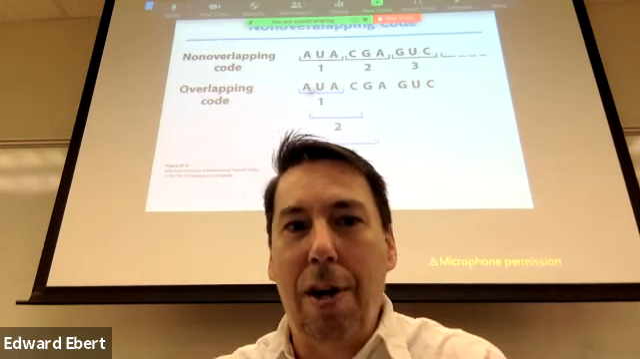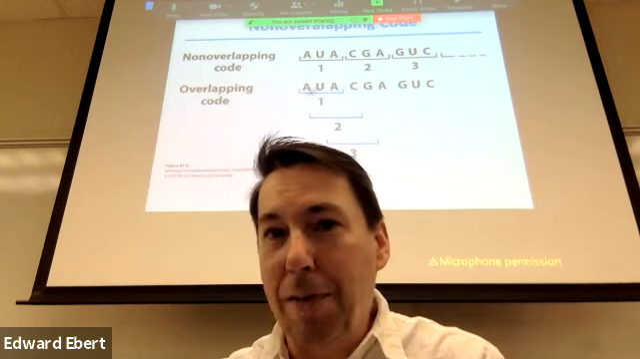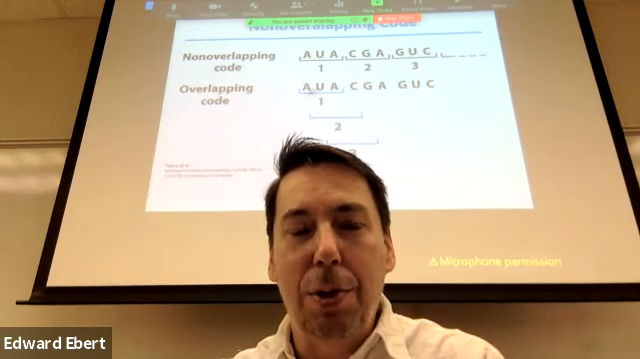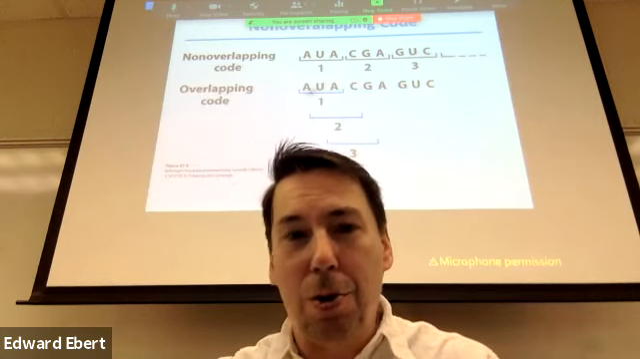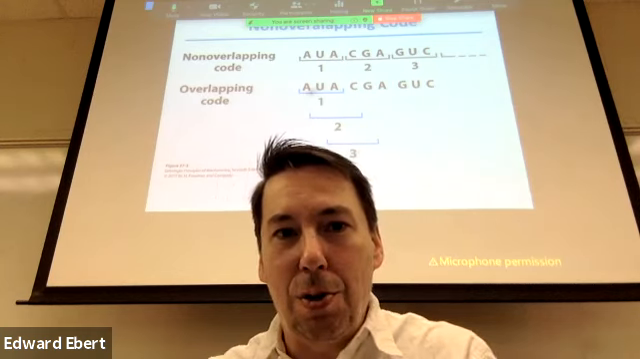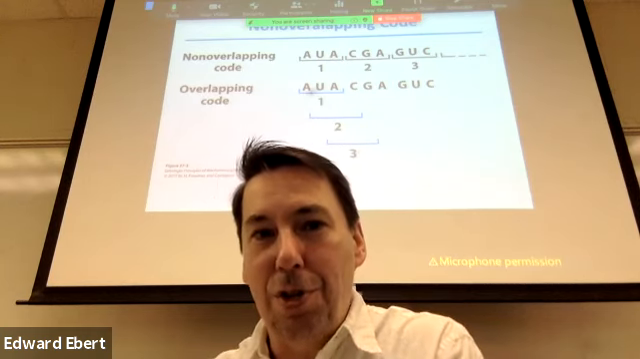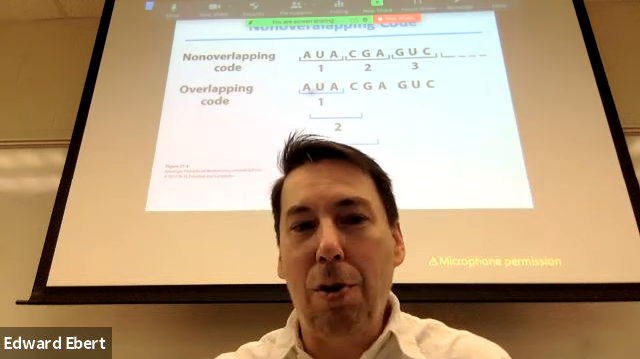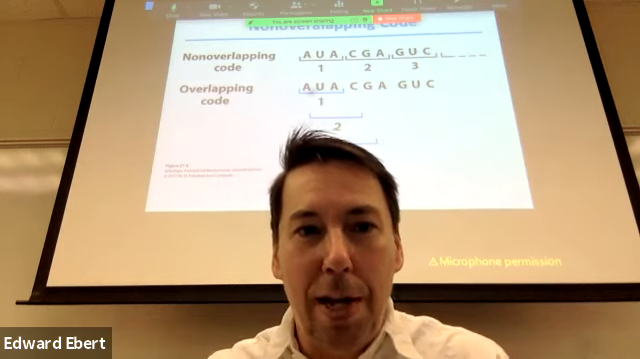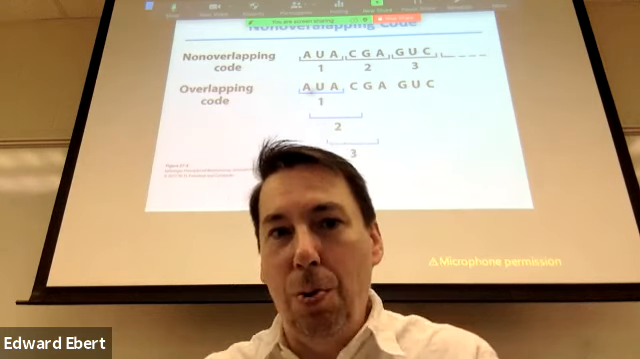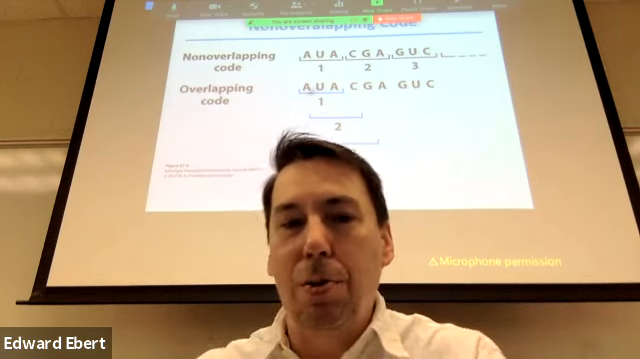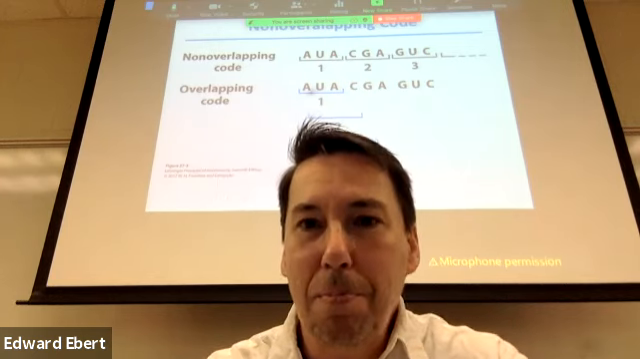Overlapping, we might have 3 different reading frames, and that's one of the things we can talk about. So we could read that initial sequence as first codon AUA, second codon CGA, third codon GUC. But if we have an overlapping code, we could have AUA, we could have UAC, we could have ACG. Okay, so we use a non-overlapping code.